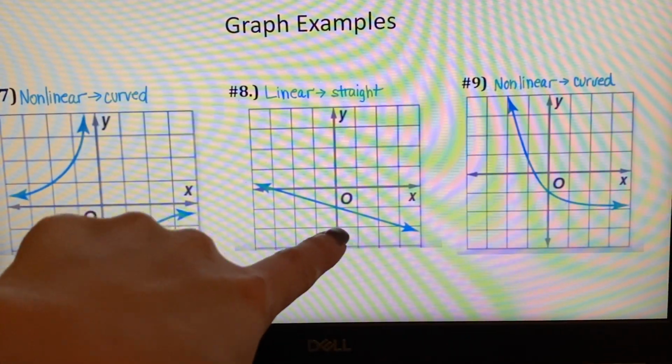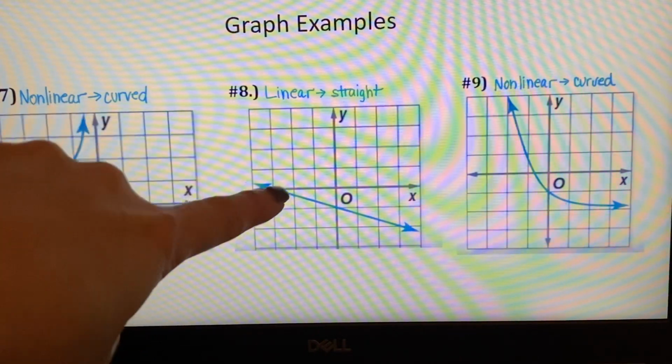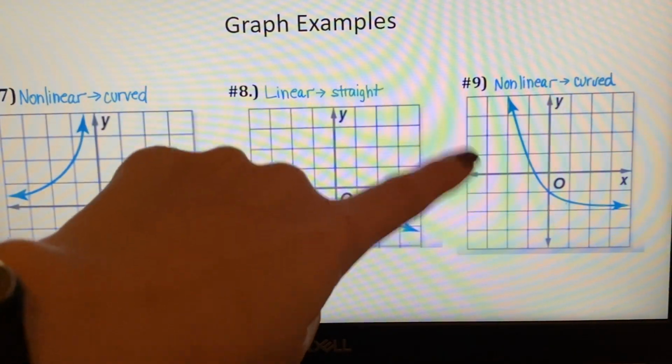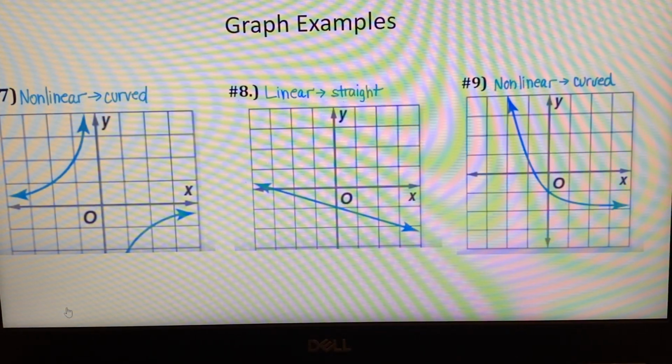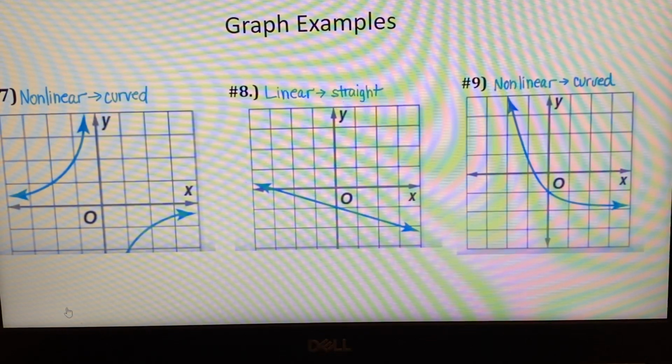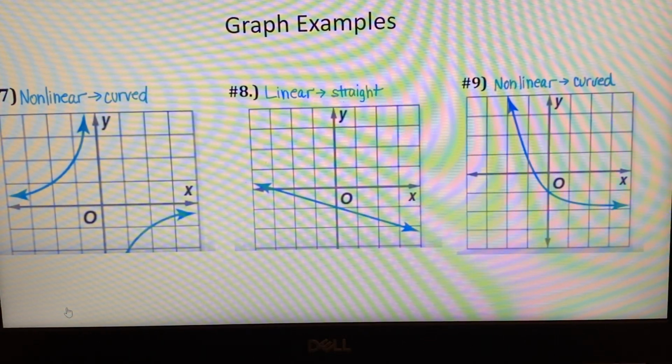So when you say linear, I want you to be thinking straight line. That one's linear. This one is nonlinear. It's a curved line. So very simple, very basic. You're just looking at the graph, determining if it's linear or nonlinear based on what you see. If you see a curved line, nonlinear. If you see a straight line, it's linear.